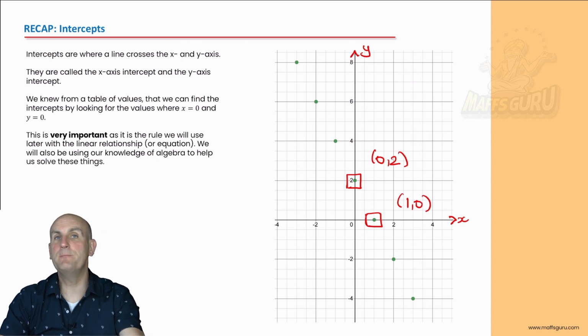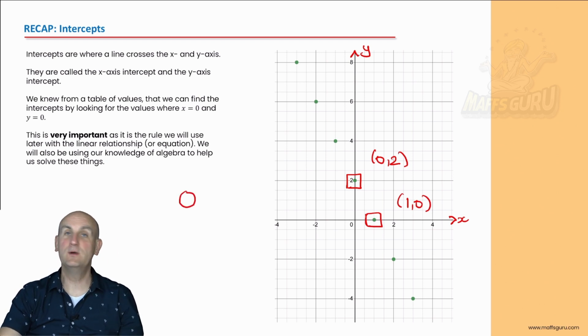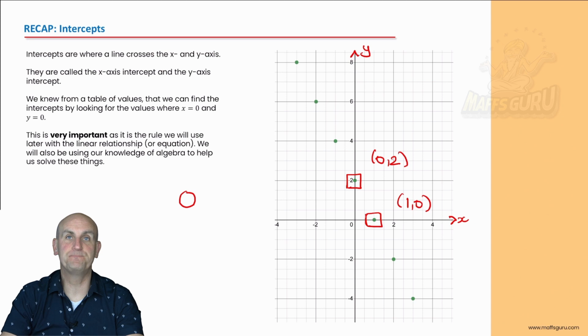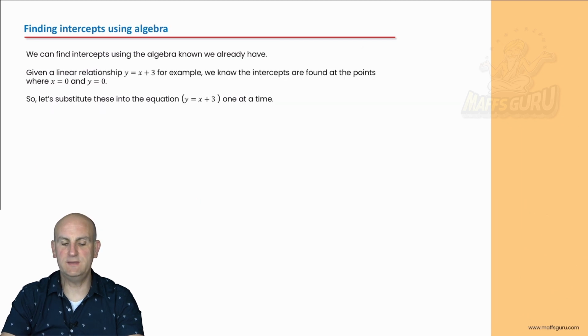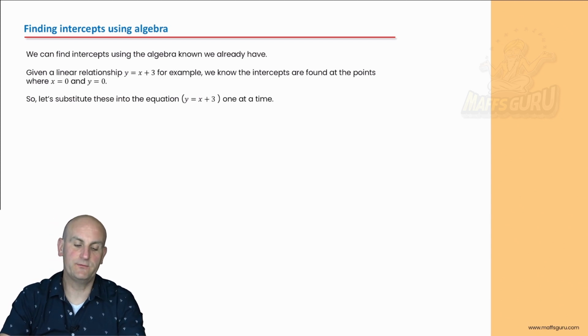Now there is a number in maths we love, and that is the number 0. Why? Well, it's cool to draw. No, it isn't. It is because anything times by 0 is 0. That's why we like it. So does that give me a hint to where to go with this type of work? Yes, we like the number 0. So we can find intercepts that we've already got.